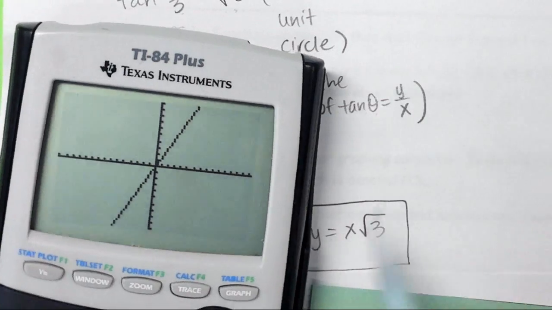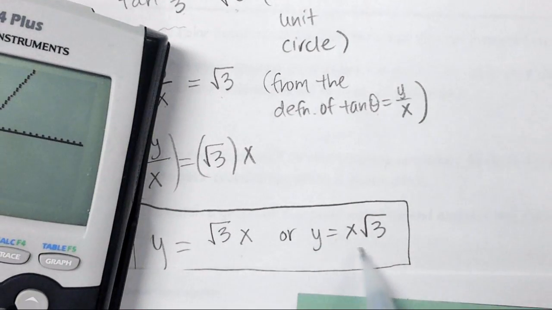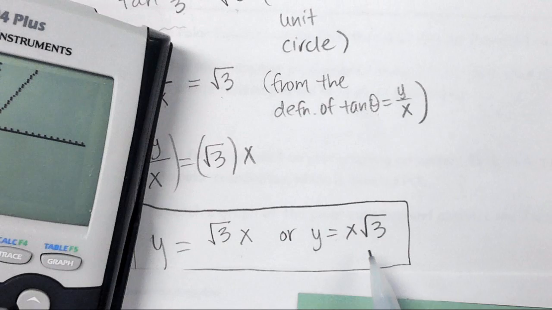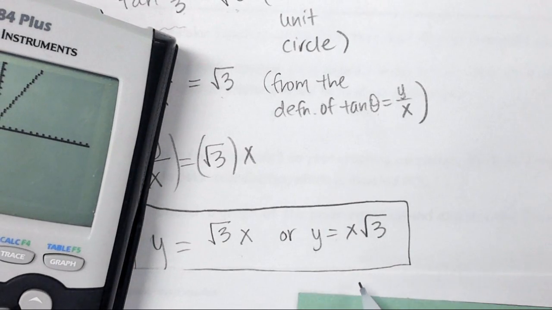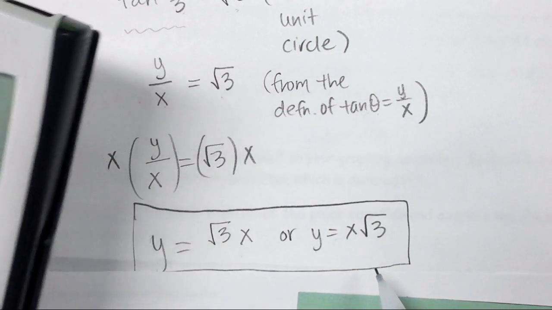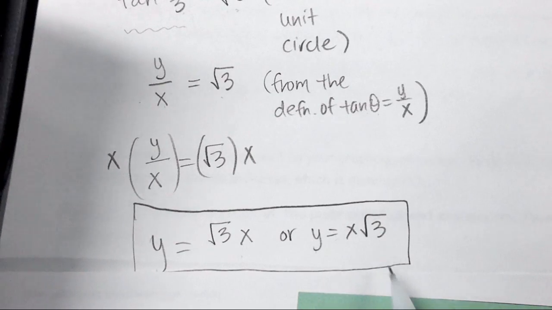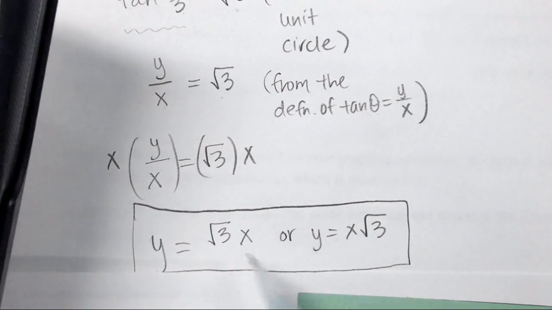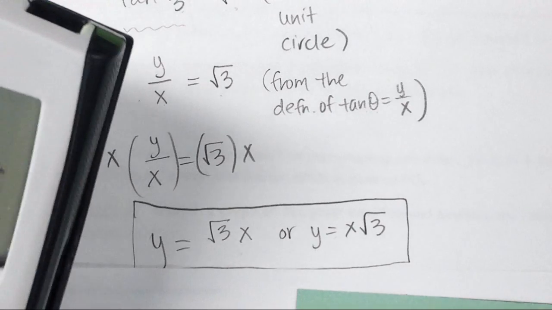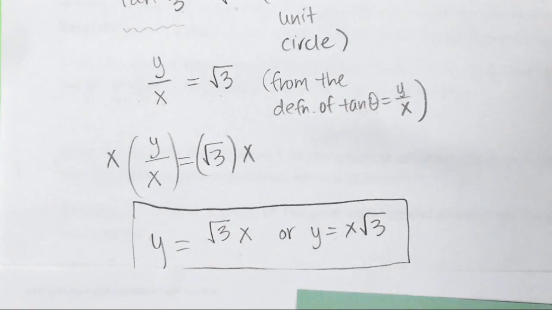But what type of function is this? Linear. Yeah, linear, right? Do you know what your slope would be? Root 3 over 1, right? Because that would be in front of the x, and then your y-intercept would be 0, 0.